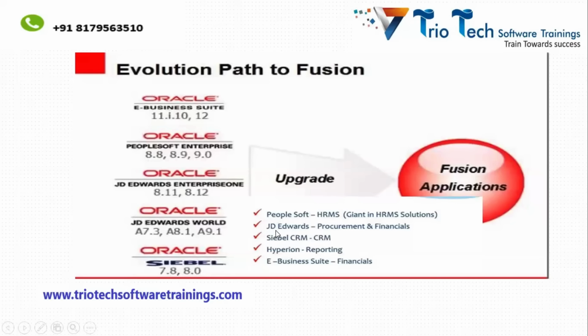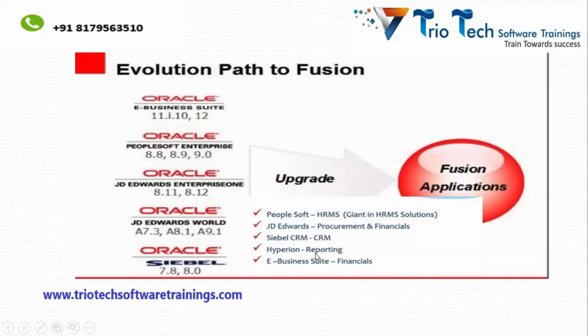Similarly, JD Edwards was another ERP software that was a leader in procurement and financials related processes. That is also something they acquired and integrated into the Oracle Fusion family. Then Siebel CRM. CRM is customer relationship management. Siebel was one of the leading applications for customer relationship management, which they also acquired.